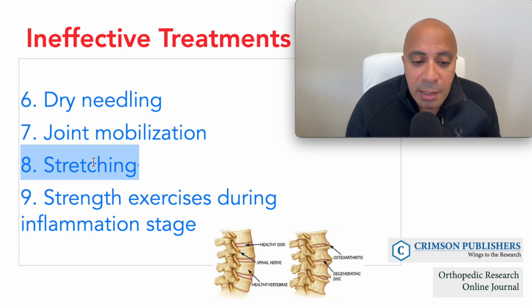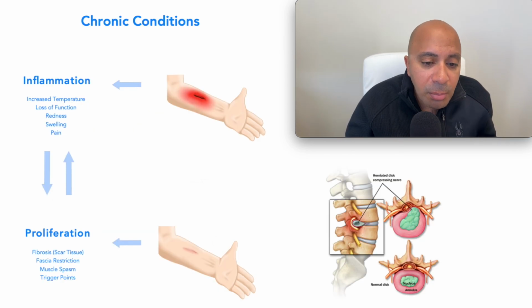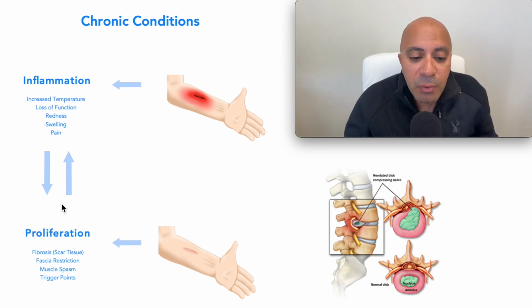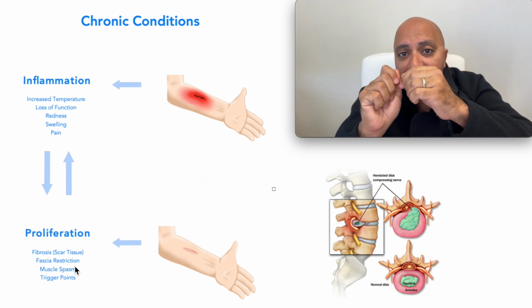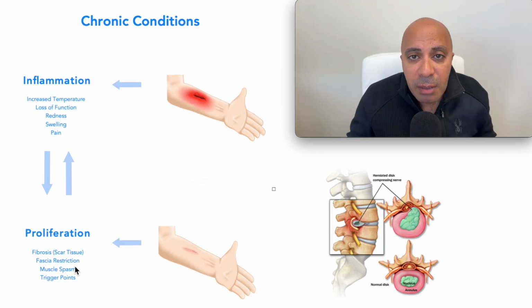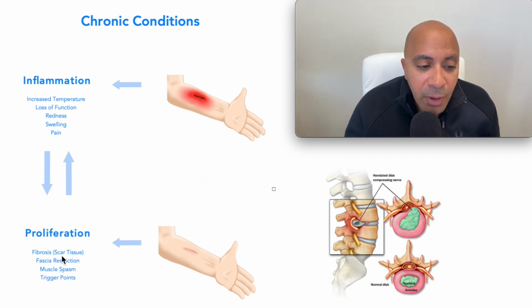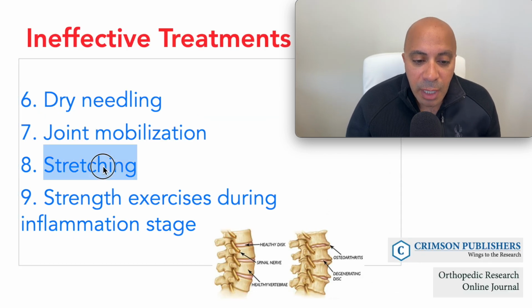Based on the study, stretching could cause more inflammation. So think about it this way: our muscles should act like a rubber band. When it contracts and relaxes, it stretches like this. When you have the proliferation stage, which means you have fibrotic tissue in the muscle, it's like you have a knot in the muscle. If you keep stretching it, you're going to inflame it more, and it's not going to release any of the fibrotic tissue and fascia restrictions. So please do not do stretching.